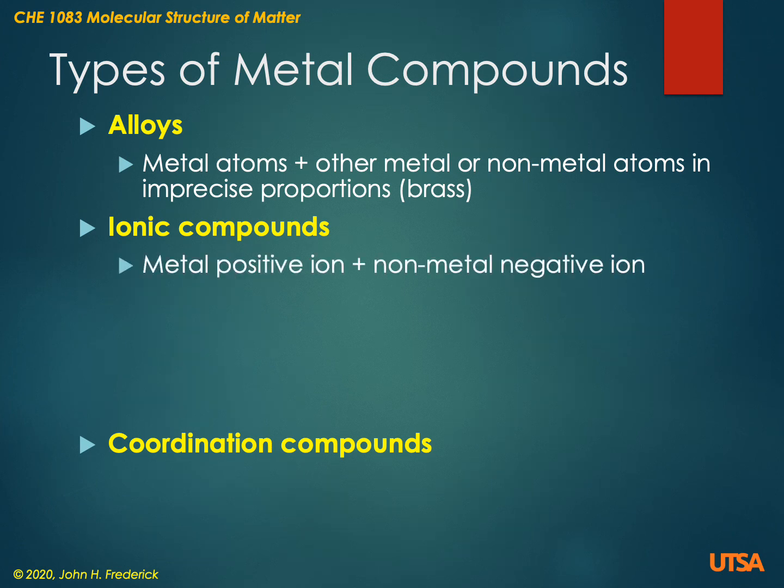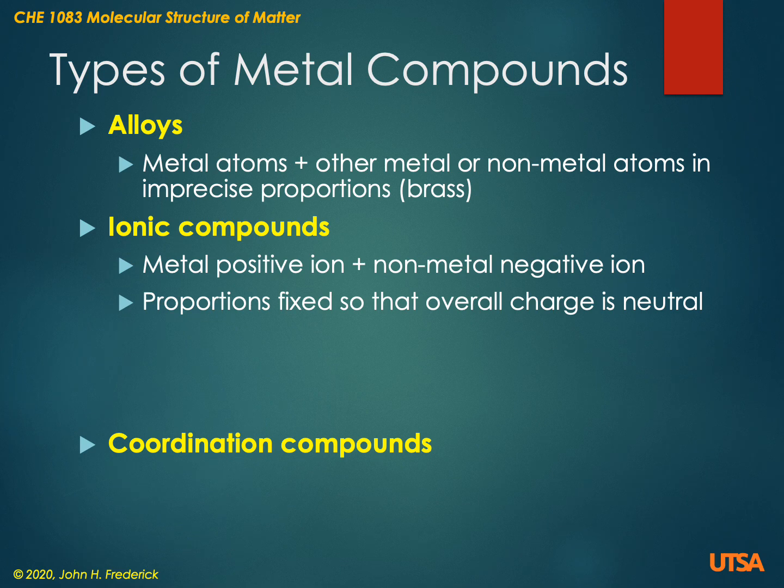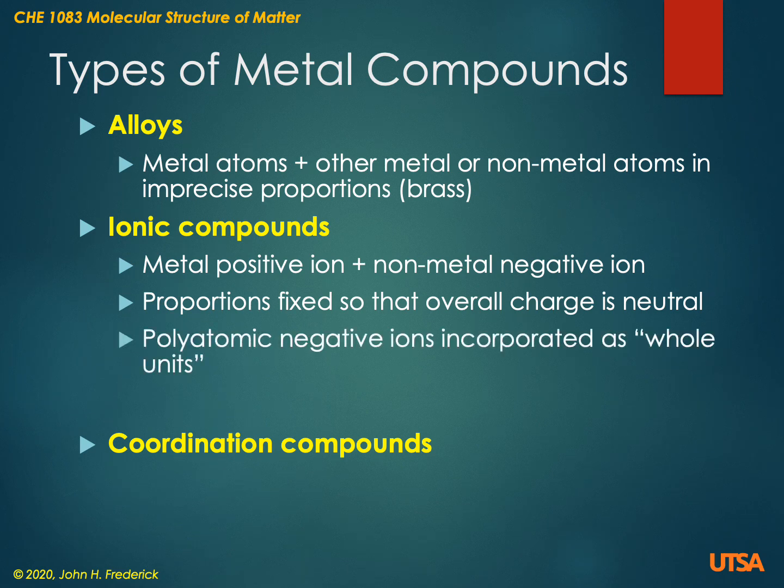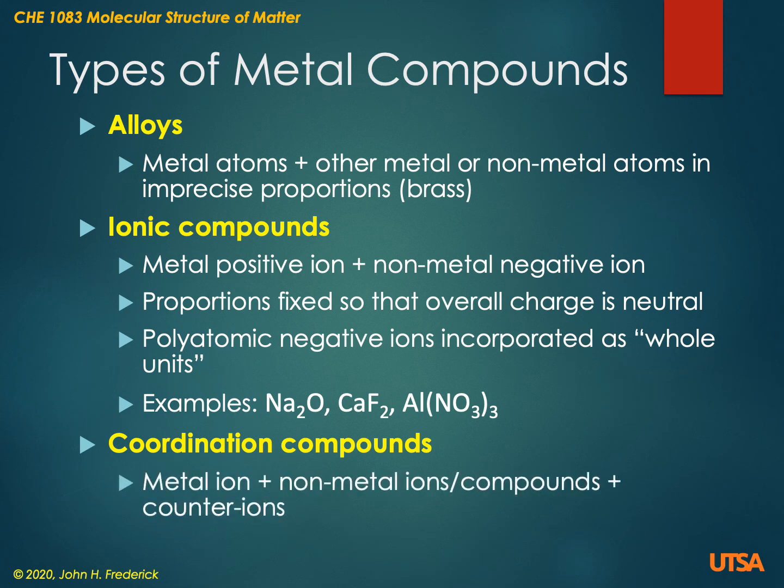Ionic compounds, on the other hand, are typically composed of a metal positive ion and a non-metal negative ion. These proportions are fixed, so that's why we have empirical formulas for them. And the polyatomic negative ions are incorporated as whole units in them. Some examples of these kinds of compounds include sodium oxide, calcium fluoride, and aluminum nitrate. And the nitrate is an example of a polyatomic negative ion that is incorporated as a whole unit in this ionic compound.